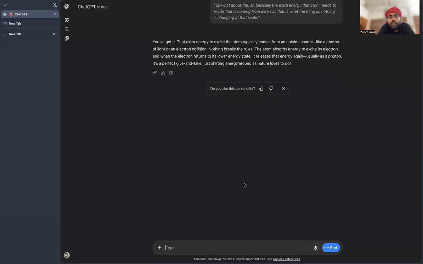So when we excite an atom, why do we only excite the electron? Why not excite the protons or neutrons?